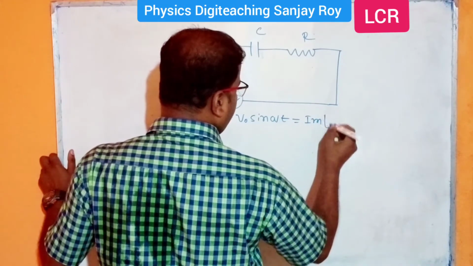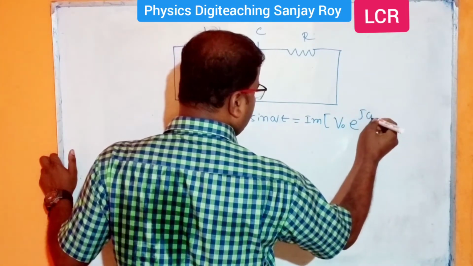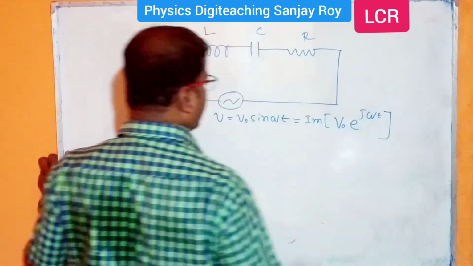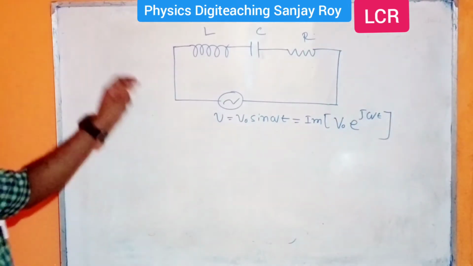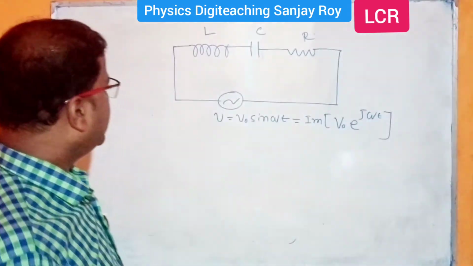Imaginary part of V0 e to the power j omega t. First we have to calculate the impedance of the circuit. What is the impedance of the circuit?